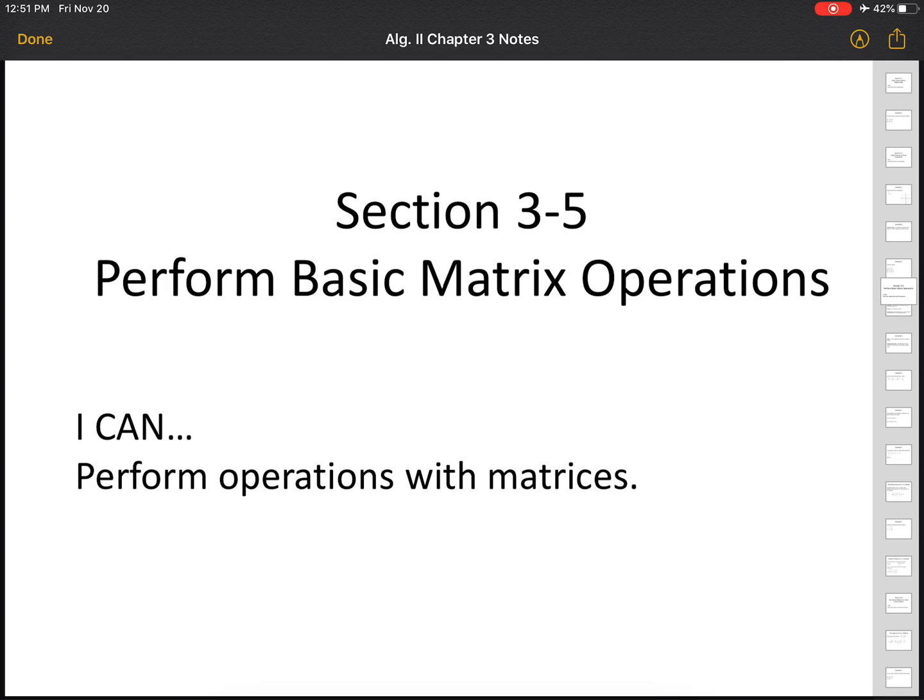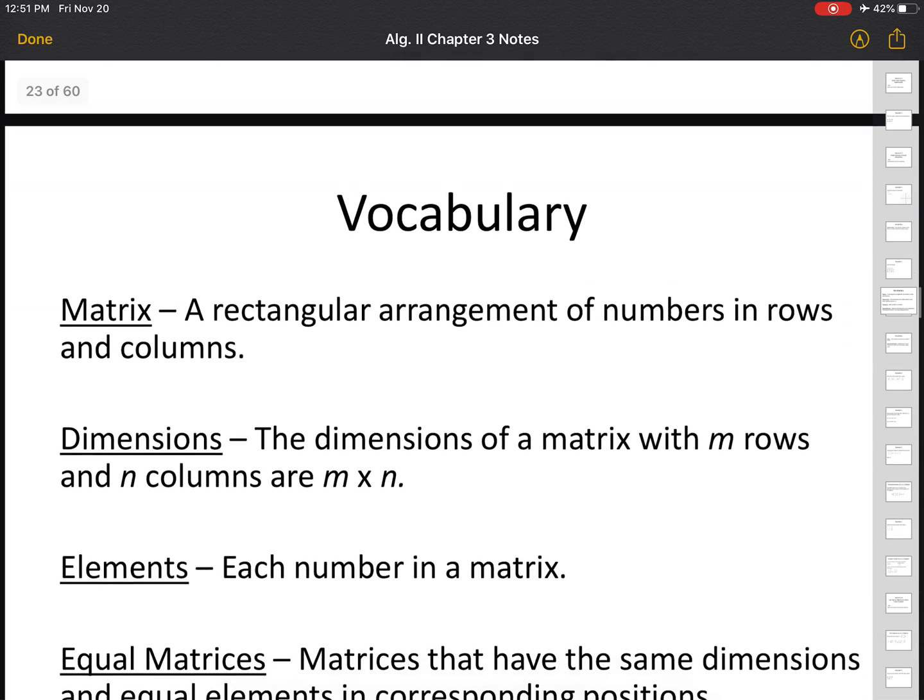Okay guys, this is section 3.5. In this section, our goal here is to be able to perform operations with matrices. So a little bit of vocab.